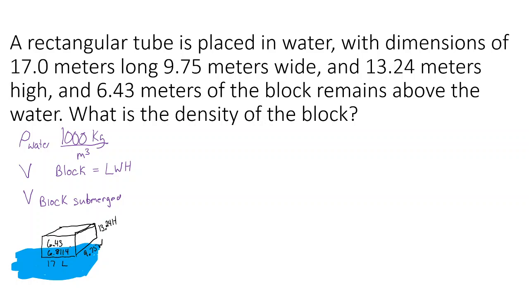Does that make sense? So you got 6.4 above and 6.8 below as we're working on this problem. So what I want to start out with is finding the total volume of the block. We'll find the total volume of the block by length, which we decided was 17, width 9.75, and the height is 13.2414. So we'll multiply those together.